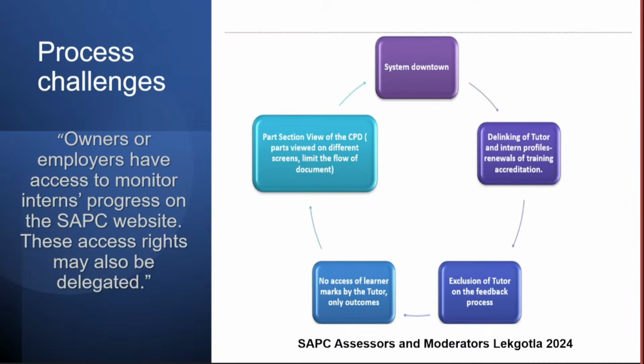With regards to the owners and employers having access to monitor the interns' progress on the SAPC website, these access rights may also be delegated. So you'll see in larger group pharmacies or whatever it is, where they want to track how interns are doing in the particular hospitals or community pharmacies. You, as the owner or employer, you can go in and you can check the progress. And that particular function can also be delegated to other pharmacists who might be overseeing many interns within a group. Next.